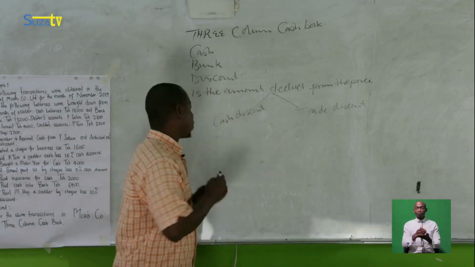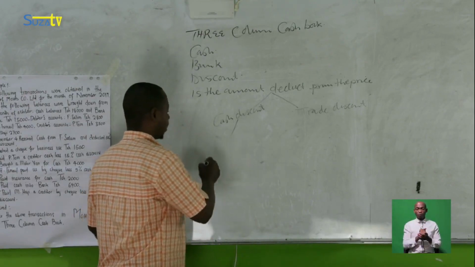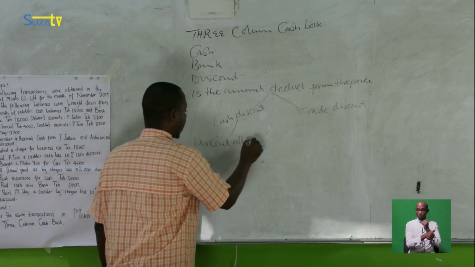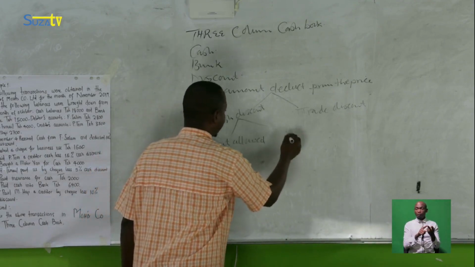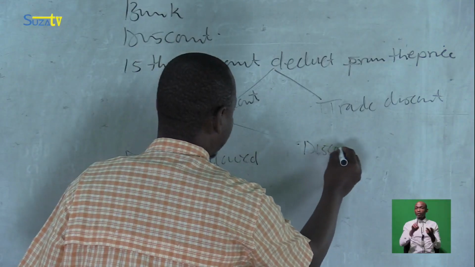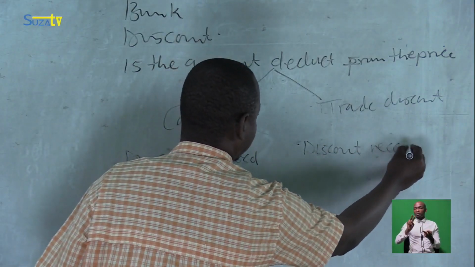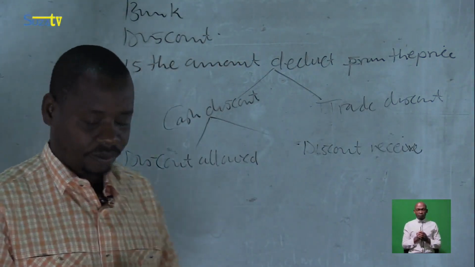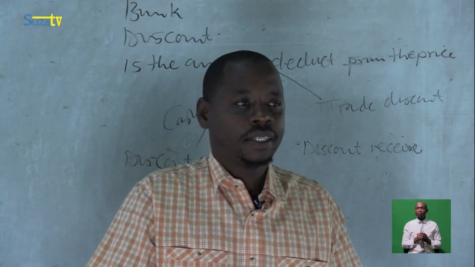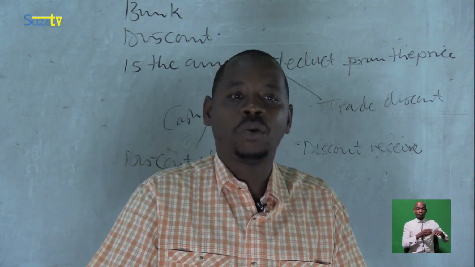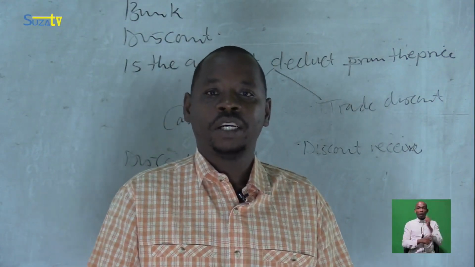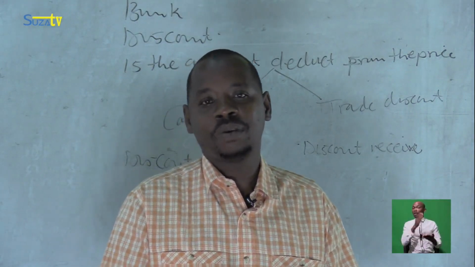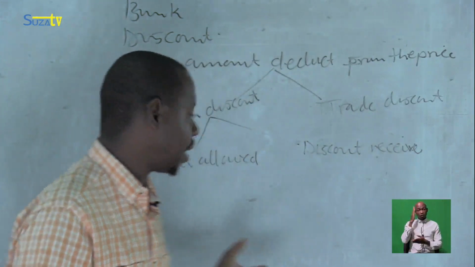There are 2 types of cash discount. One is discount allowed, and the second one is discount received. When a seller sells goods to a customer, the seller will allow the customer to reduce a certain amount in the cash price. This discount is known as discount allowed.